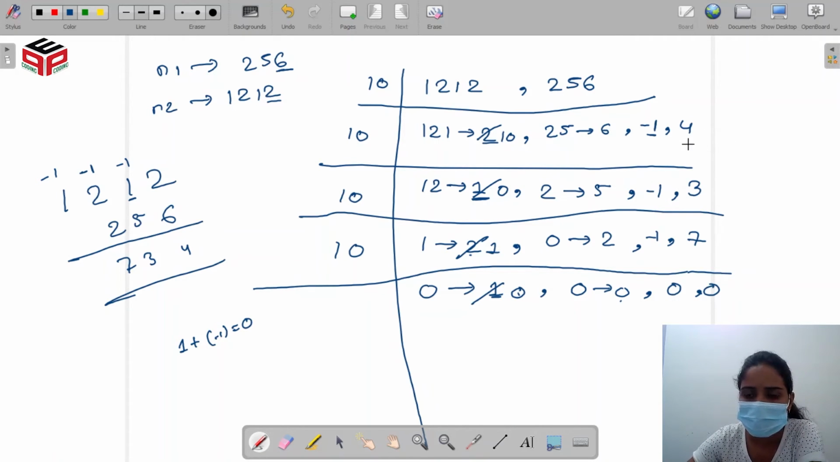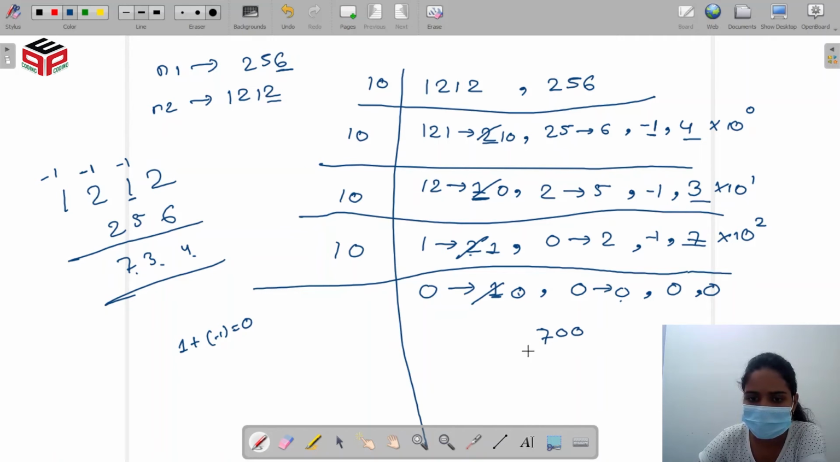But we have 437. I want 734. So divide this number by something power. What will be the power? 10 to the power 0, 10 to the power 1, 10 to the power 2. Now, when you multiply this 7 by 10 to the power 2, it will become 700. Add all these numbers: 700 plus 30 plus 4 gives me 734, which is our required answer.